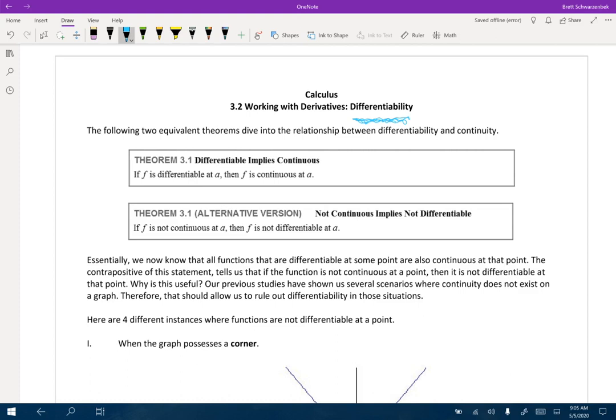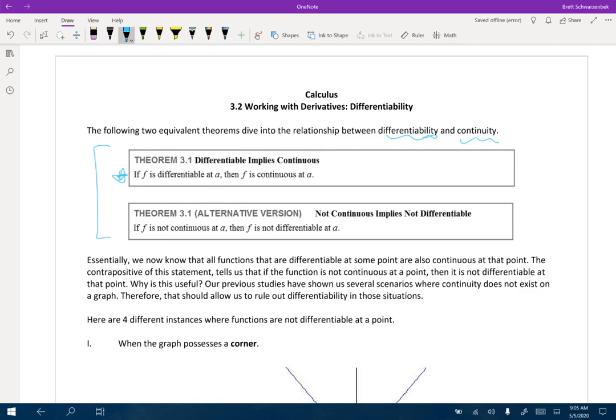So how do we start out? Well, we're going to be talking about the relationships between specifically differentiability and continuity right here, so that we can actually make some of these conclusions. So a very common popular theorem, very simple, is if a function is, so f means a function, if a function is differentiable at some value a, then f is continuous at a. Okay, so if we know that at some point on a function that it's differentiable there, then we know it's going to be continuous there.